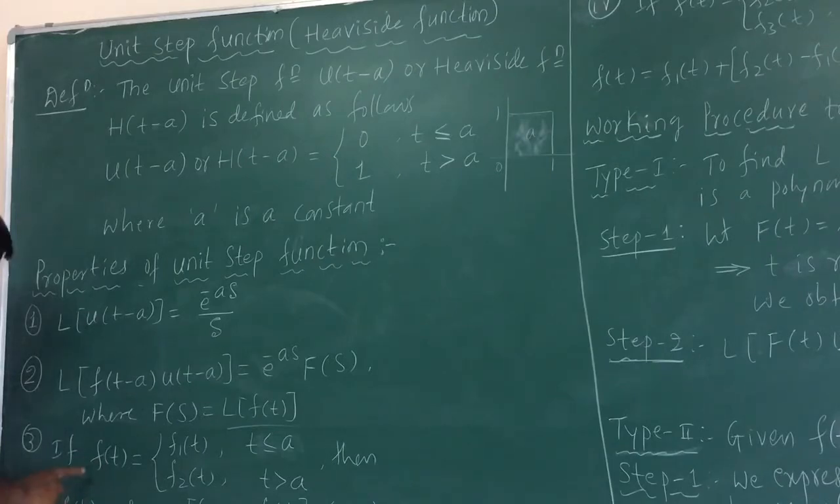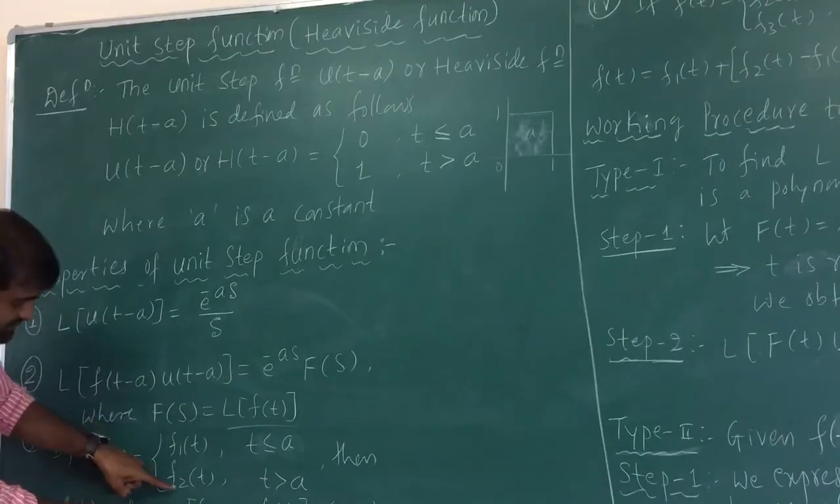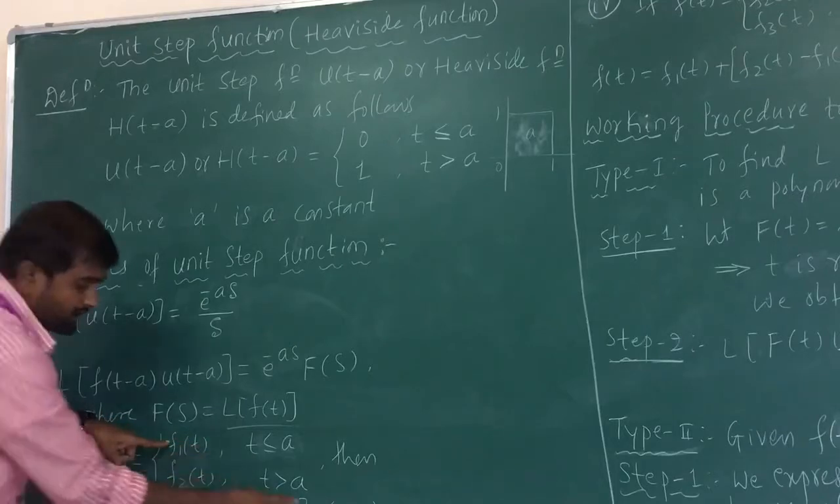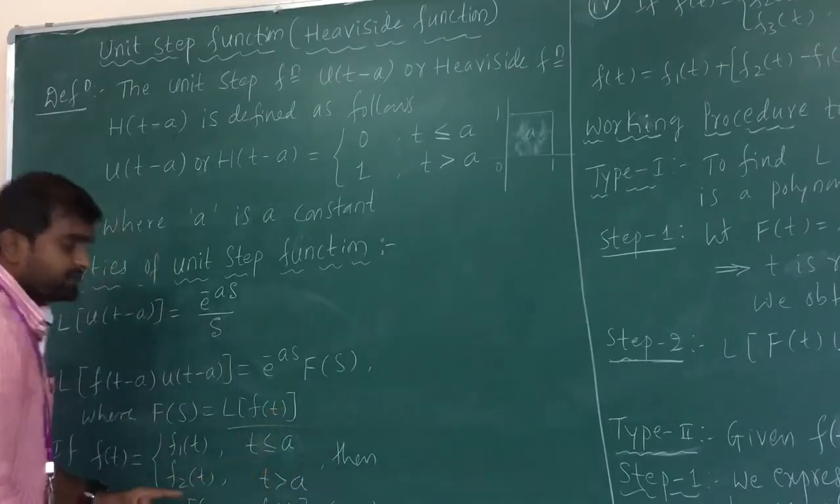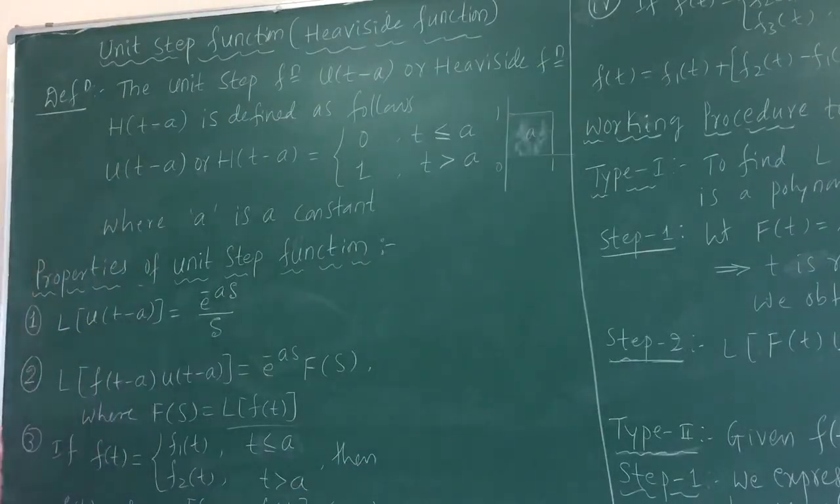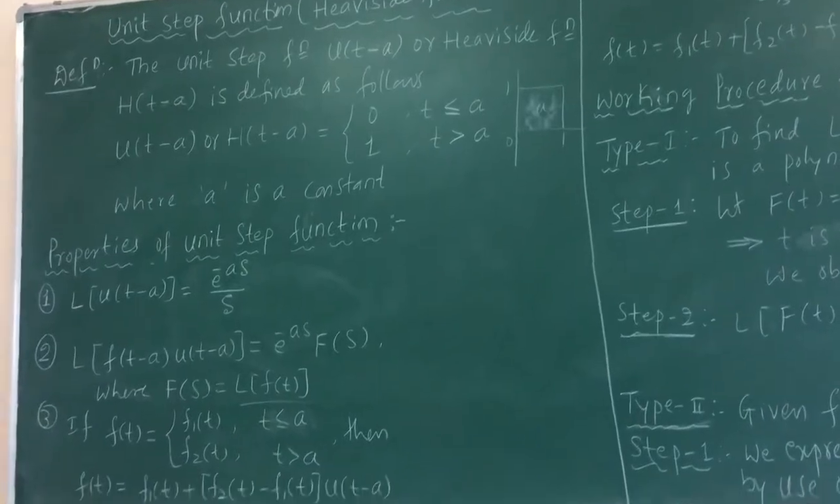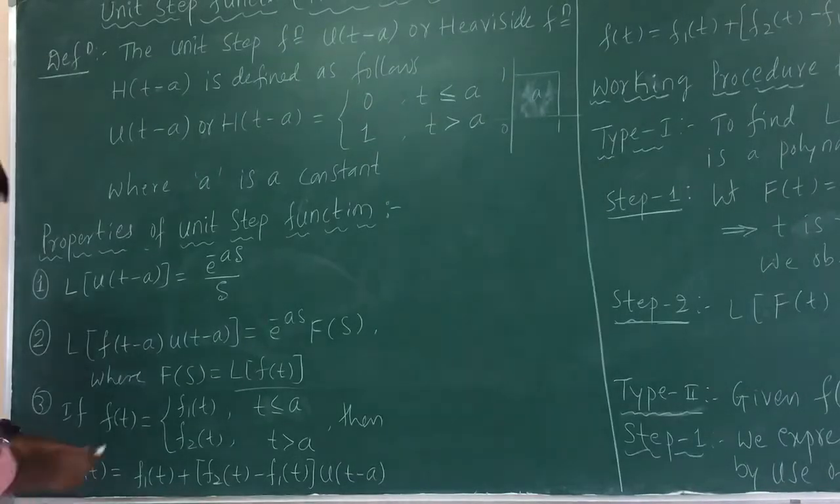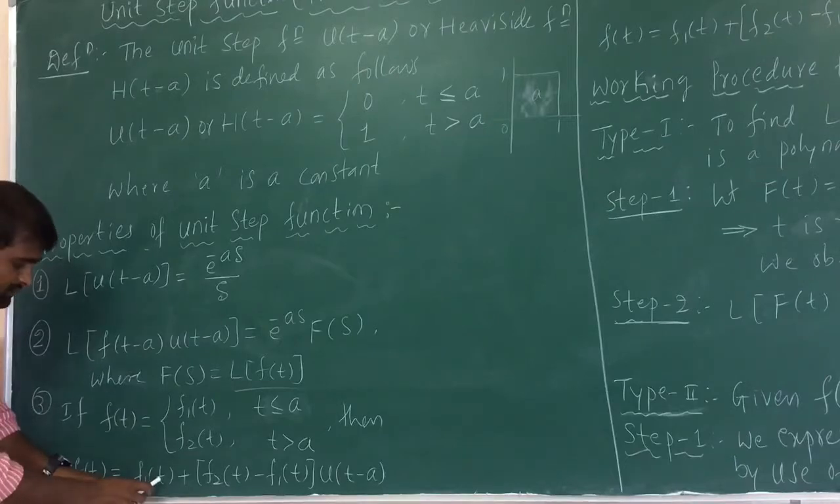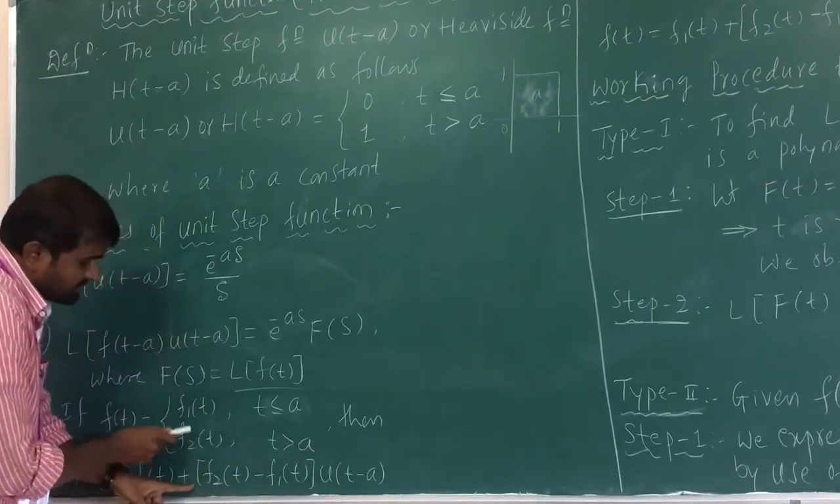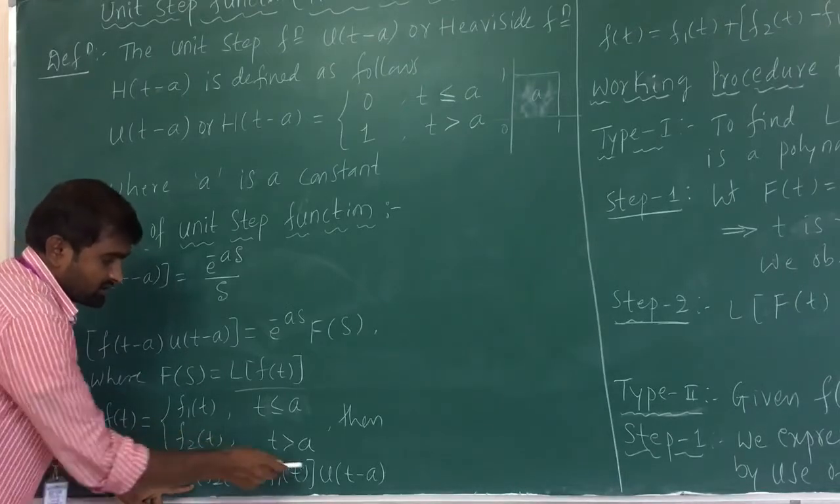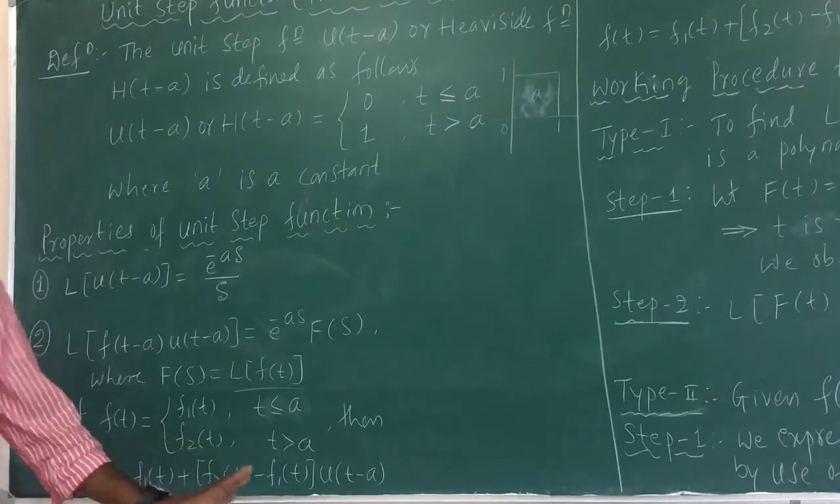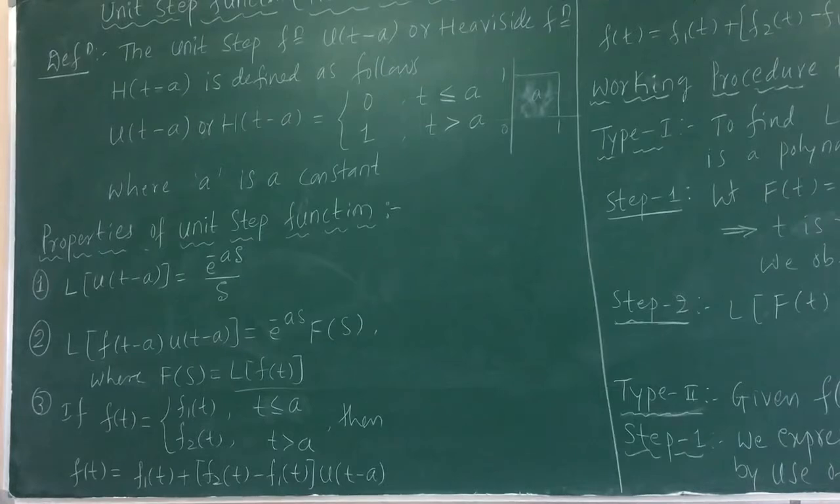So f of t we have to construct using discontinuous functions. First function f1 of t plus this minus this, into u of t minus a. Is it clear? Then using this function, f of t equals f1 of t plus bracket, f2 minus f1, into u of t minus a. So this is the way. You have to write it like this.